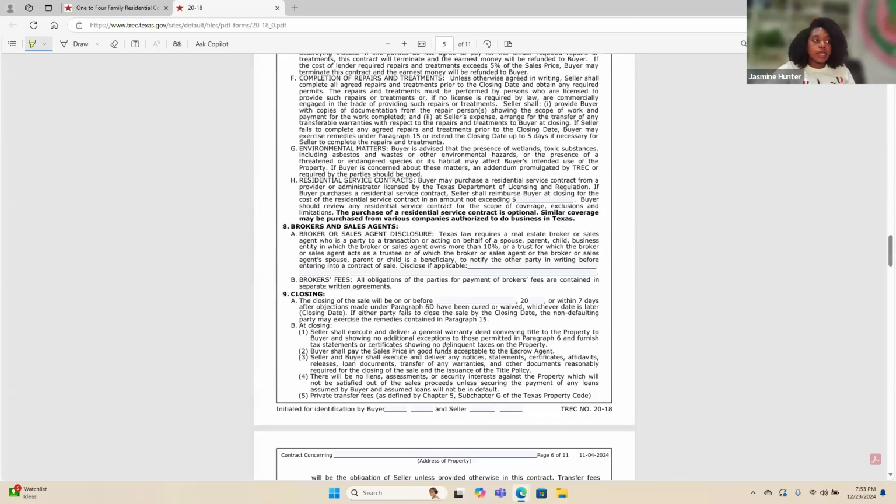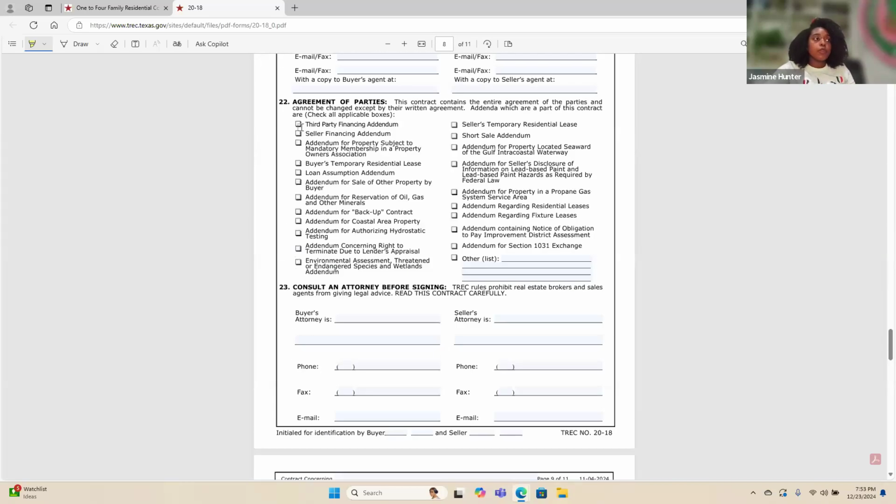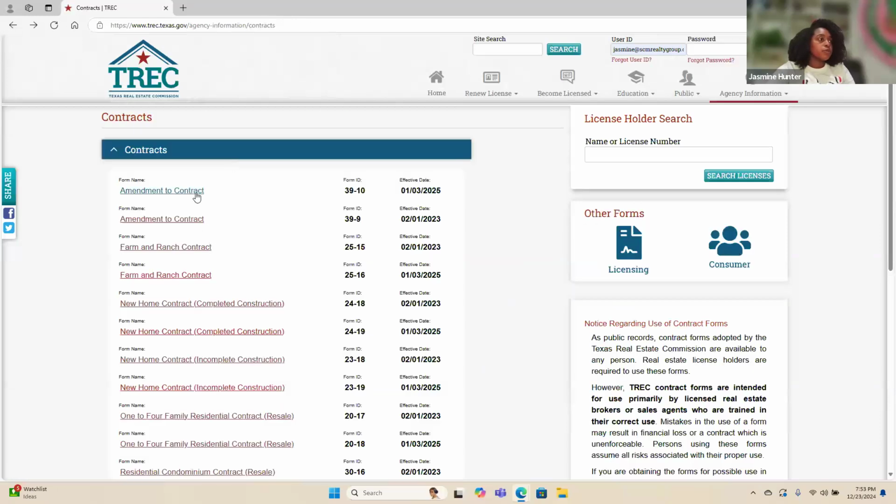That is a different section than here in 22, where you're marking the addenda that you are adding to the contract. 6E12 is not for addenda. This is for addenda, and this is not for notices. 6E12 is for notices. I just wanted to throw that out there first. Okay, so I'm going to get out of that. Just wanted to give you a quick little spiel there.